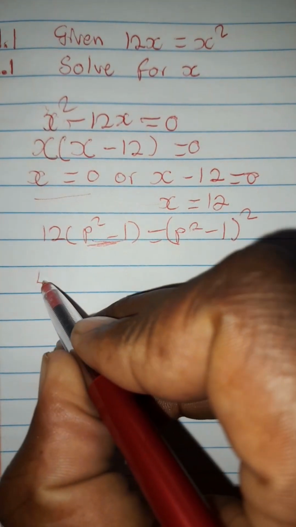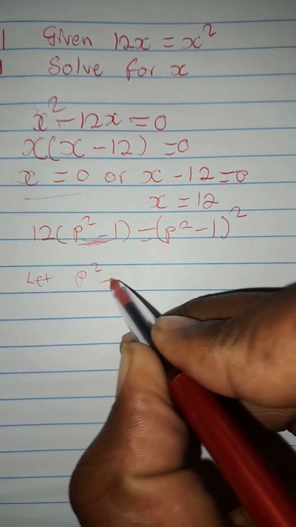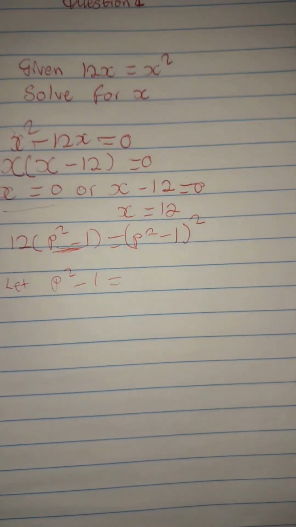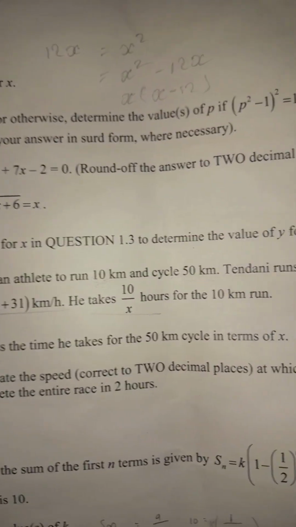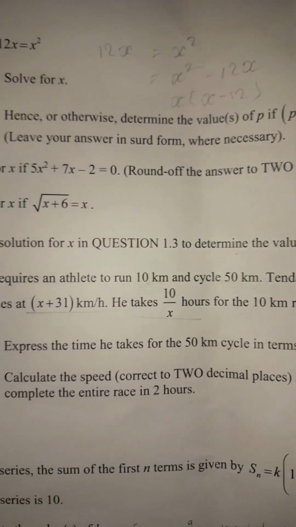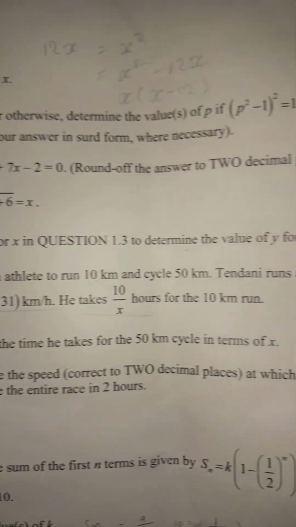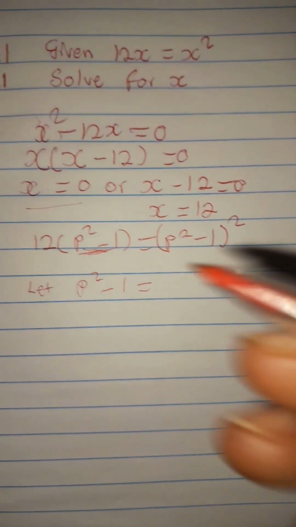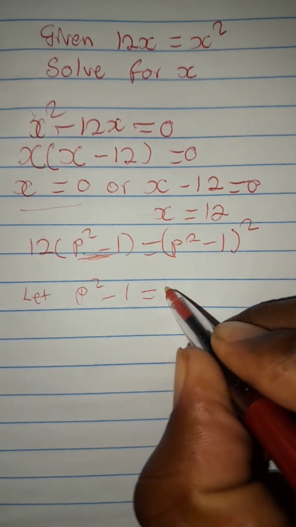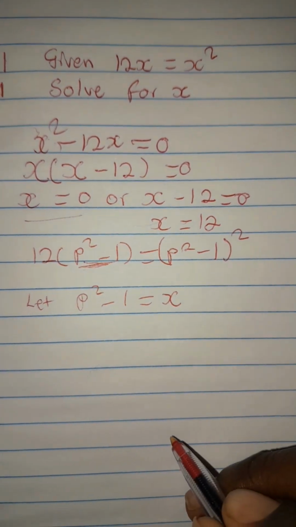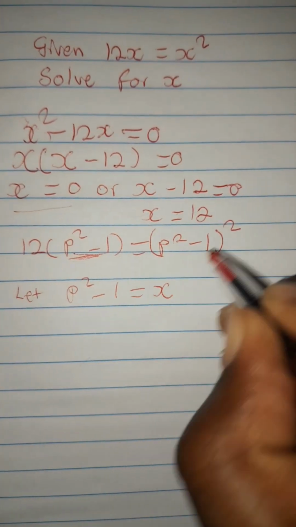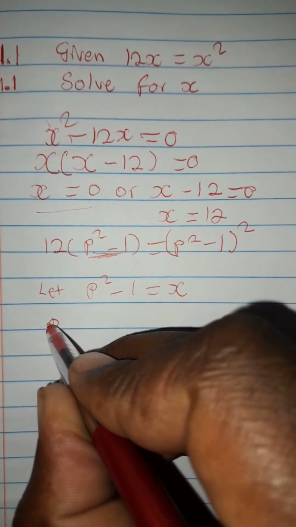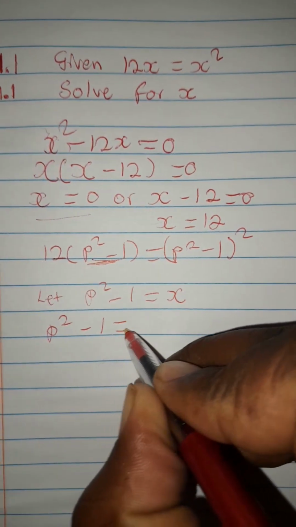So we could just say let p squared minus 1 equal x. Remember that they said hence or otherwise determine the values. We are using the previous one, which is 1.1.1, so that we can get the values of p. We will use both solutions, x equals 0 and x equals 12. So where we see x, we are going to place 0.